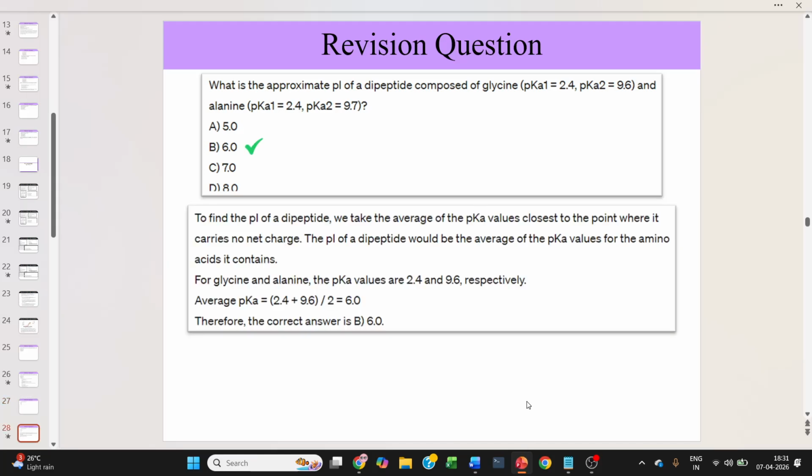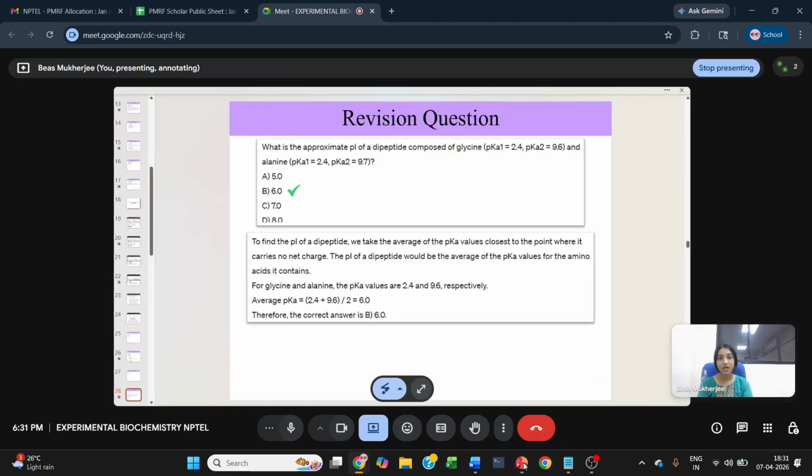Let's look at how to solve this. To find the PI of the dipeptide, we take the average of the pKa values closest to the point where it carries no net charge. The PI of the dipeptide would be the average of the pKa values for the amino acids it contains. For glycine and alanine, the pKa values are 2.4 and 9.6 respectively. And so the average pKa would be 2.4 plus 9.6 divided by 2, that is 6. Therefore, the correct answer is B, and it is 6.